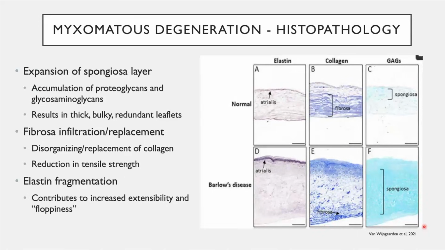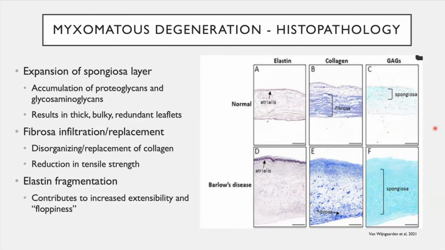Okay, now looking at myxomatous degeneration and the histopathology. So this is a cross-section of a mitral valve leaflet, with the normal layers of a mitral valve leaflet being the atrialis, the fibrosa, and the spongiosa. Now, when it comes to myxomatous degeneration, the main histopathologic finding is significant expansion of the spongiosa layer with accumulation of proteoglycans and glycosaminoglycans. This results in the classic thick, bulky, and redundant leaflets that we see with myxomatous changes.